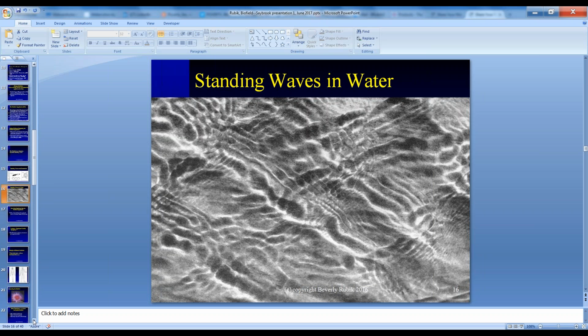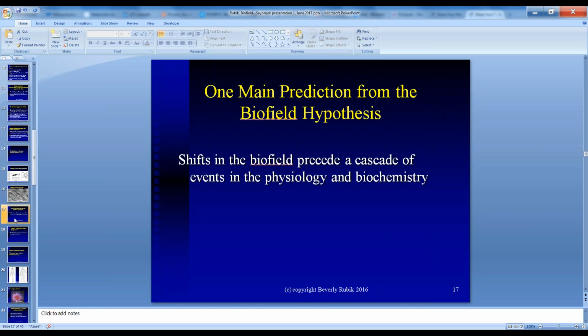It's not static. And that's very different from a simple musical instrument where you pluck a string and you get just maybe one sound and a few overtones. The biofield is always changing and being responsive to the fields around us. So one main prediction from the biofield hypothesis is that shifts in the biofield would then precede a cascade of events in the physiology and the biochemistry. So by energy medicine, we need to make a shift in a person's biofield. And when we do that successfully, we change the physiology and the biochemistry, and thereby healing can ensue.